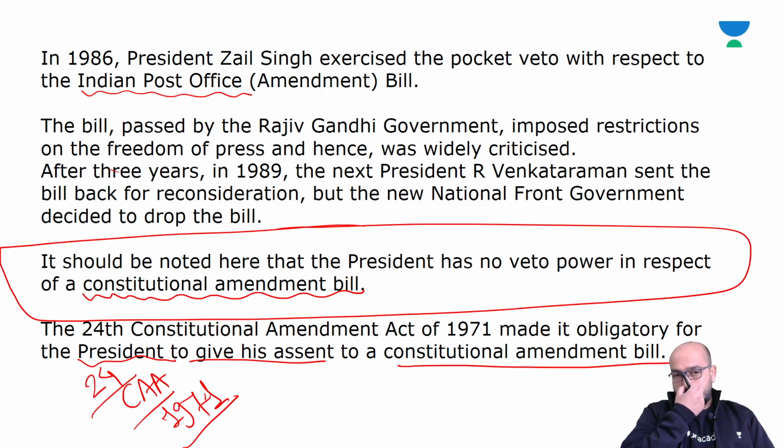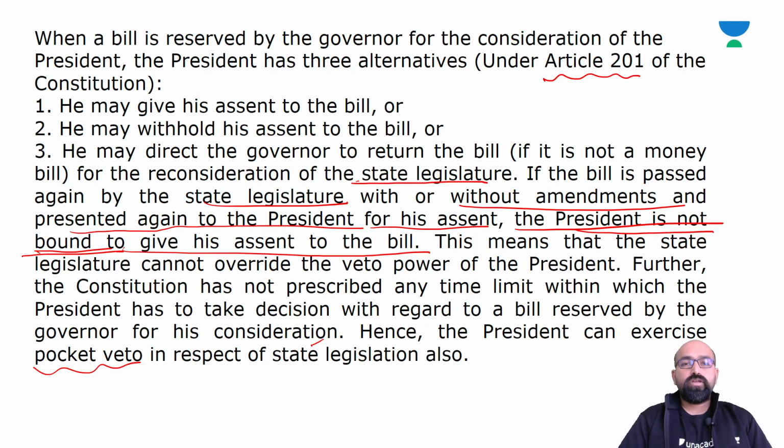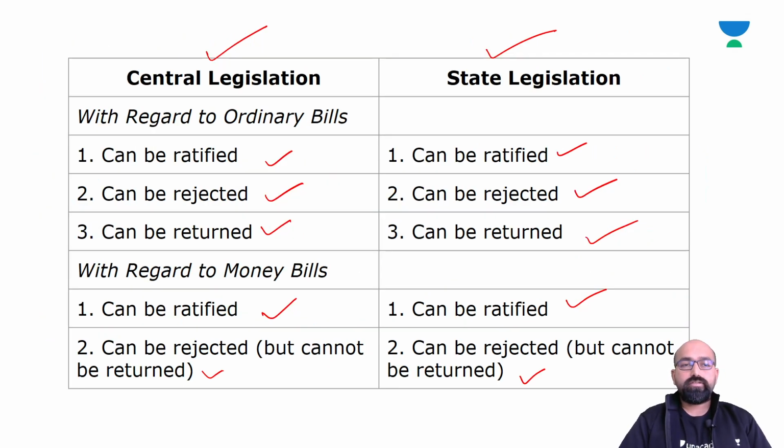And it should be noted that the president has no veto power in respect of a constitutional amendment bill. Then presidential veto over state legislation we have covered with reference to Article 201. So the president may give his assent to the bill, may withhold his assent, or he may direct the governor to return the bill. Then we have covered this through the chart.